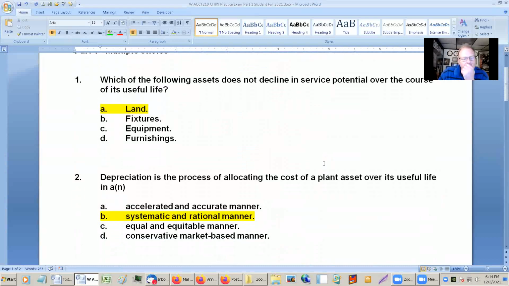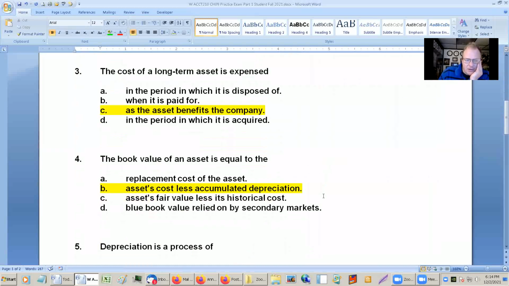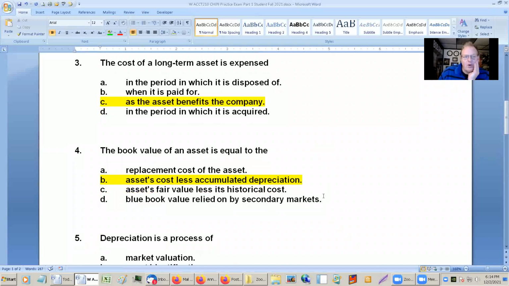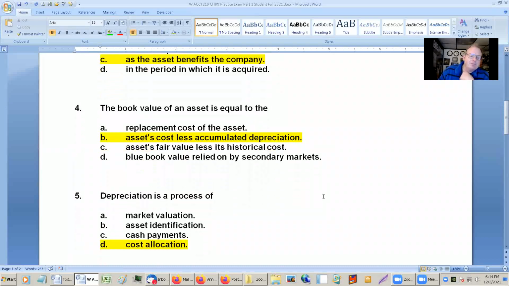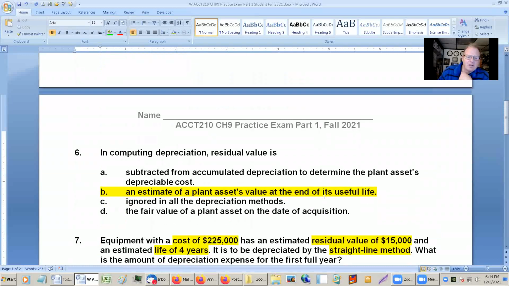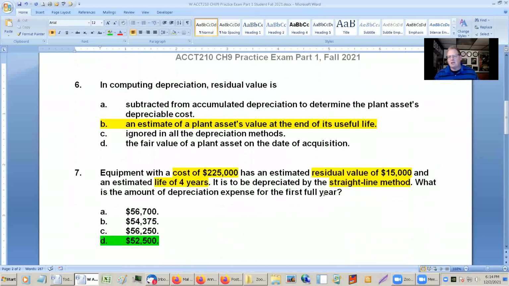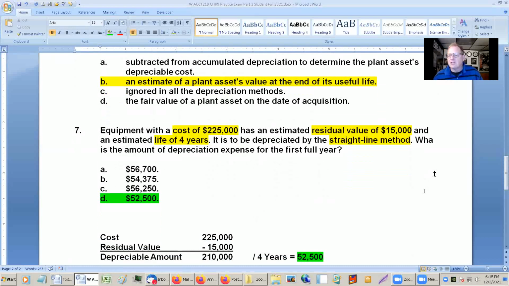1 is A, excuse me. 2 is B. 3 is C. 4 is B. 5 is D. 6 is B. And 7 is D. So go ahead and fill those in on the multiple choice on the poll thing. For 8, 9, 10, you can click on anything. But yeah, I think there actually is one for.